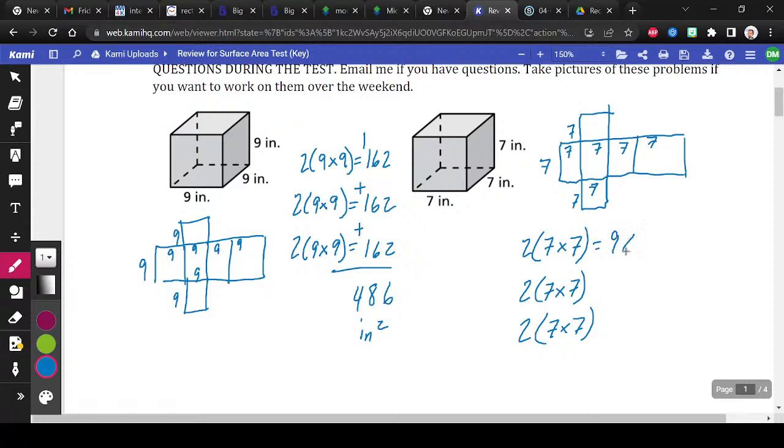So that's 98, 98, 98. Adding these all up, that's 24, carry the 2, that's 27, plus 2 is 29. So that's 294 inches squared.